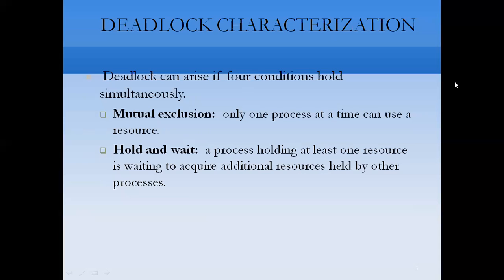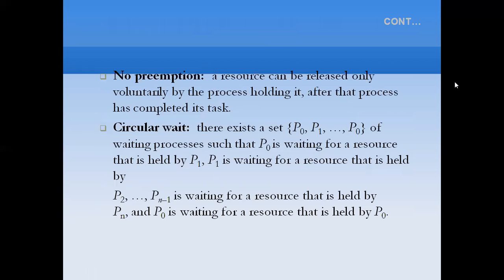Hold and wait, the next necessary condition. A process must be holding at least one resource and waiting to acquire additional resources that are currently being held by other processes. The next necessary condition is no preemption. Resources cannot be preempted. That is, a resource can be released only voluntarily by the process holding it, after that process has completed its task.